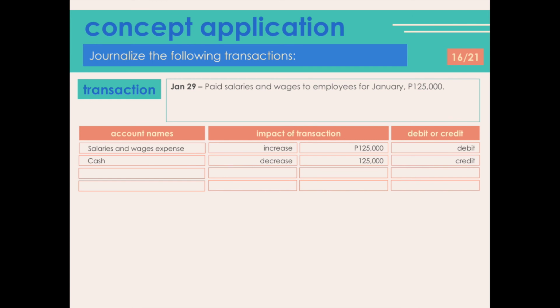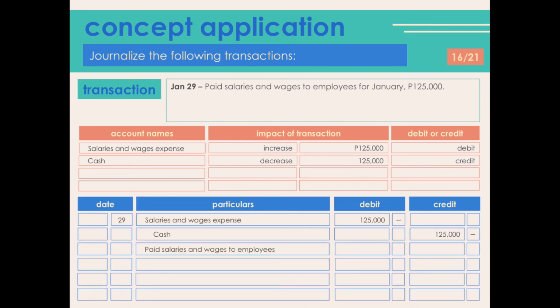January 29. Paid salaries and wages to employees for January, 125,000. In this transaction, the services provided by the employees was for the month of January. Since we're already at January 29, we know that the company has already benefited from the services of the employees, indicating that this is an expense. The value received by the company here would be the services provided by the employees, so we debit salaries and wages expense for 125,000. The value parted with would be the cash payment, so we credit cash for the same amount.